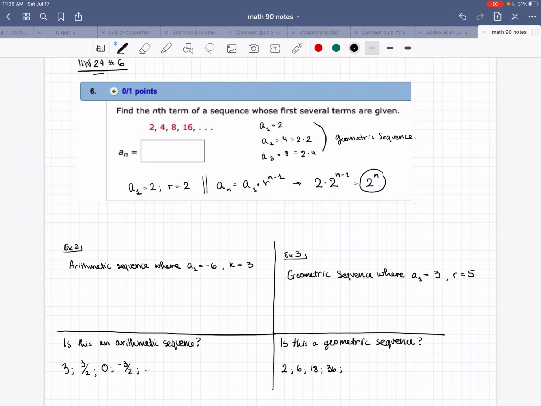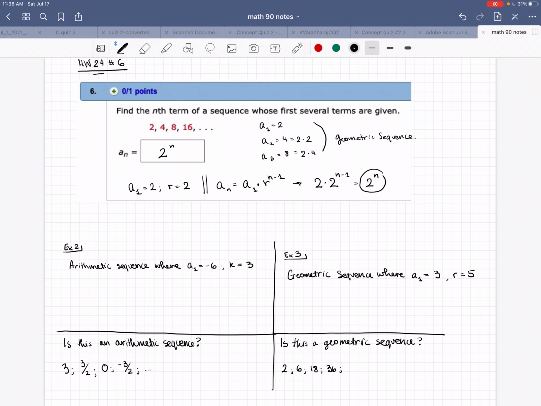Okay? So in some sense, we almost didn't need the fact that this is a geometric sequence. That was just kind of a handy observation. But sure enough, the nth term of this sequence is 2 to the n. The next two examples are kind of further taking us down the road of arithmetic and geometric sequences, so we get some practice with those.